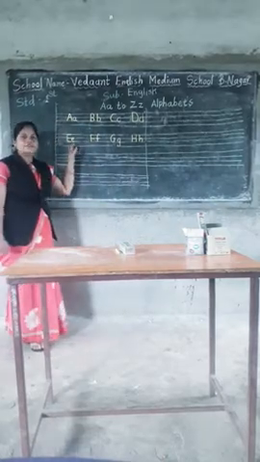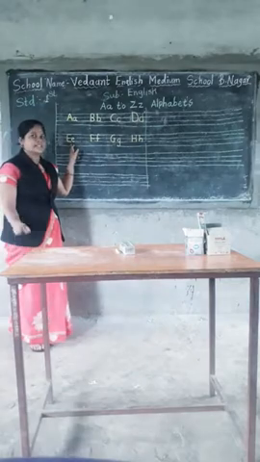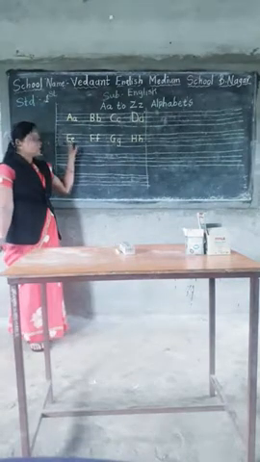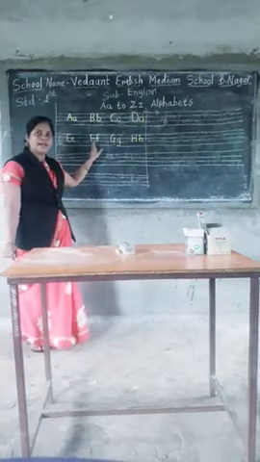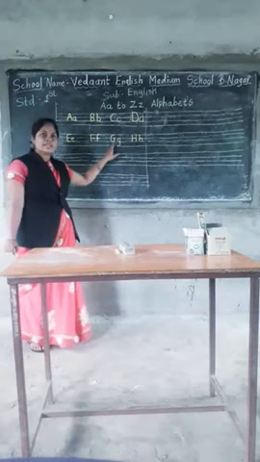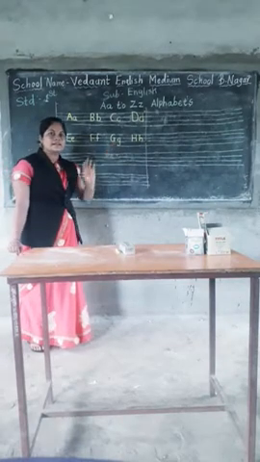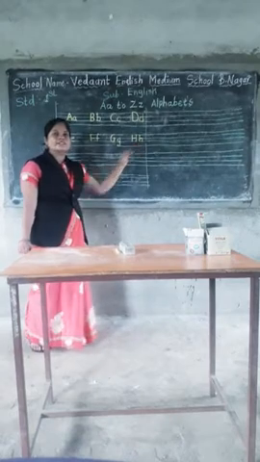Capital E or small e says E. Not E says I and anything, E says E. Capital F or small f says F. Capital G or small g says G. Capital H, small h says H.